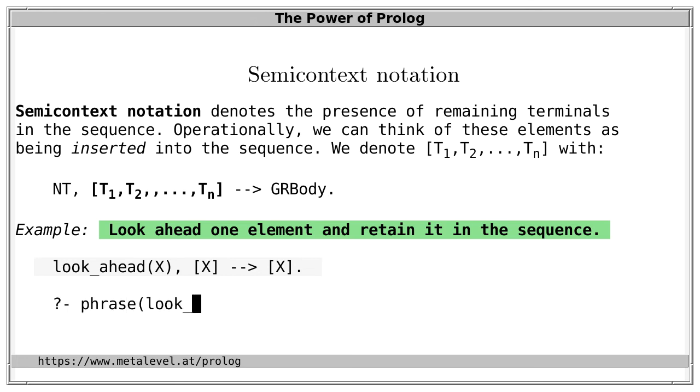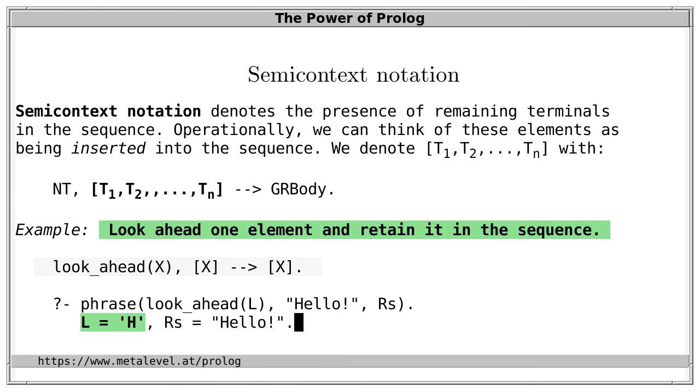And when we ask, for example, what is L if we look ahead one terminal in this string, then it fails. That's clear, right? Because phrase only holds if the entire list is described. So we need phrase with 3 arguments here. And now we see L is the atom H, because that's the first character of the string. And the entire string remains as RS. And therefore we could, for example, apply further grammar rules that also see the entire string. So semi-context notation lets us implement lookahead. We can peek into a sequence and retain the element.